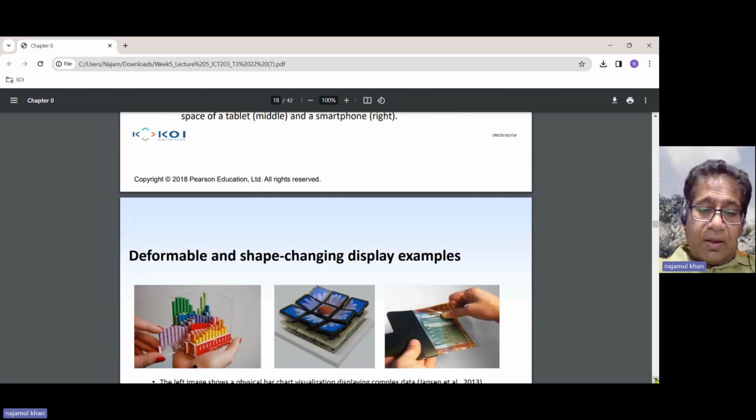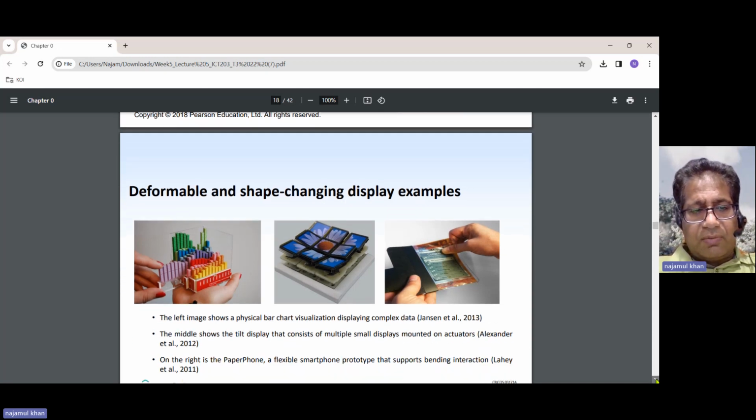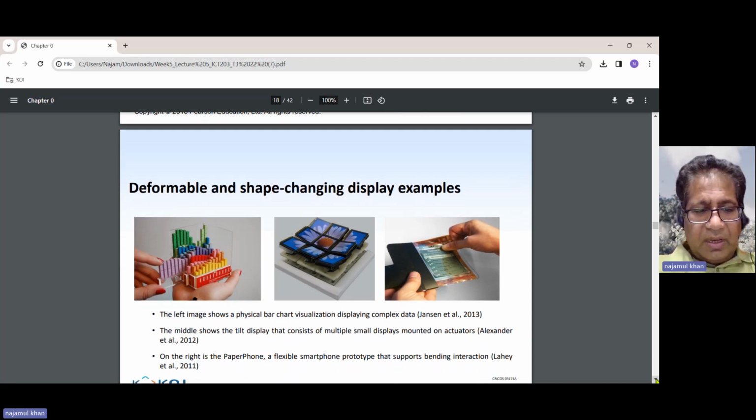Now something which they are showing here is the deformable and shape changing display examples. So these, if you cover them one by one, I'm going to show you here. The first one on the left is an image that shows a physical bar chart which is visually displaying complex data. You might have seen this kind of thing in an Excel application.